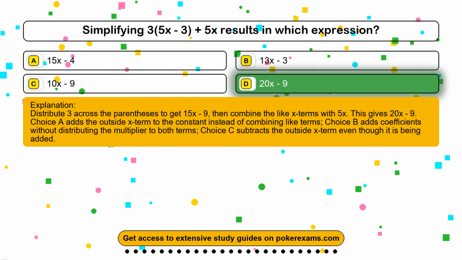Distribute 3 across the parentheses to get 15x − 9, then combine the like x terms with 5x. This gives 20x − 9. Choice A adds the outside x term to the constant instead of combining like terms. Choice B adds coefficients without distributing the multiplier to both terms. Choice C subtracts the outside x term even though it is being added.